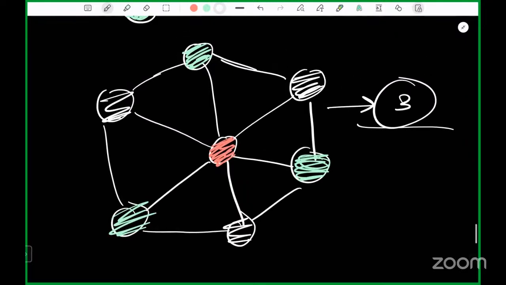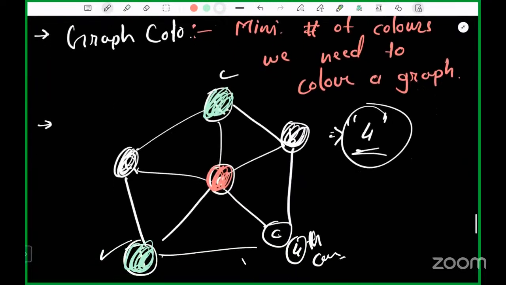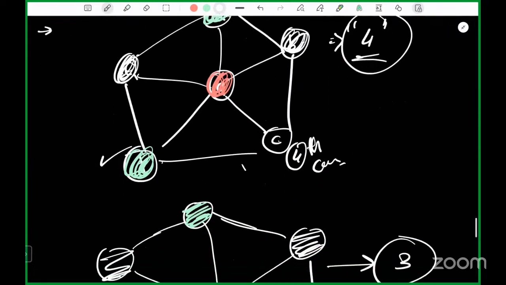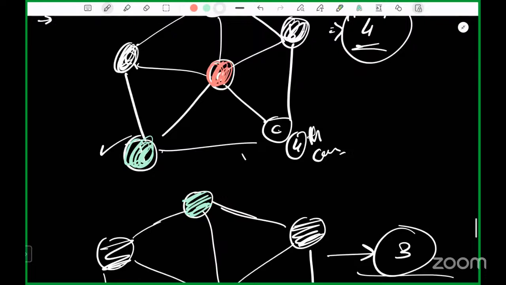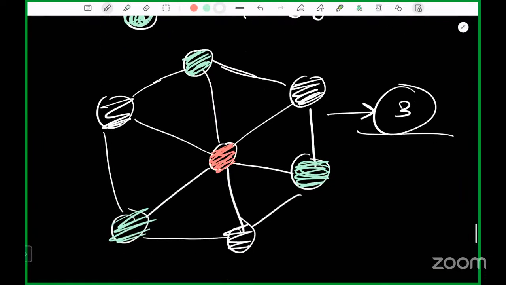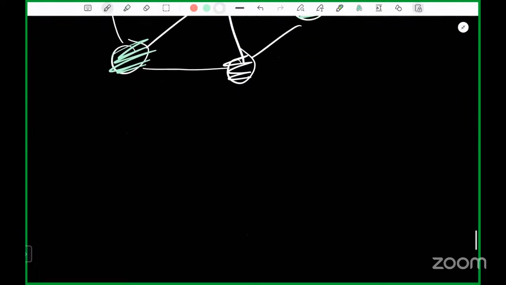Observation, madam: more number of vertices, fewer colors. But when vertices are fewer, you need more colors. So it depends on the graph. So these 3 topics are important. Now let's go to BFS and DFS.